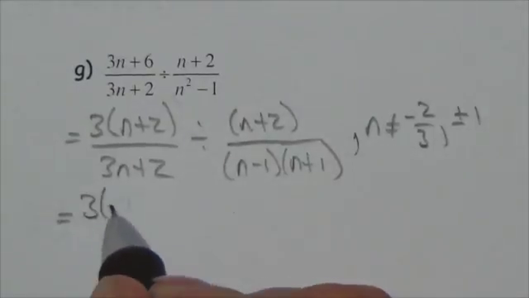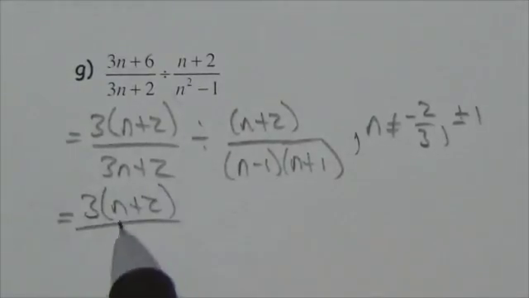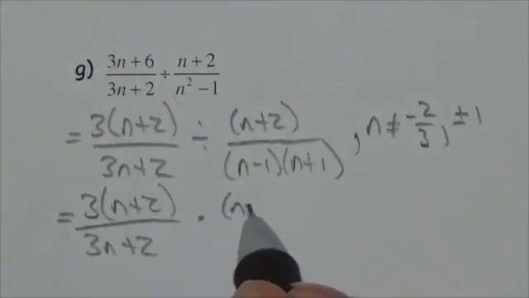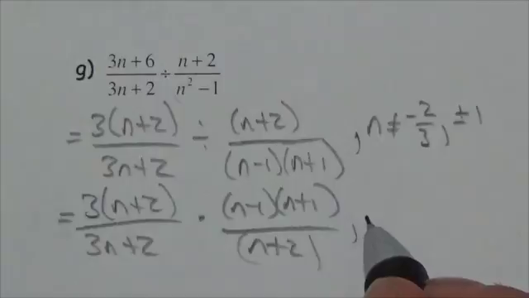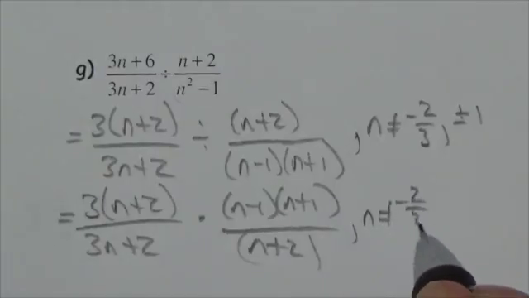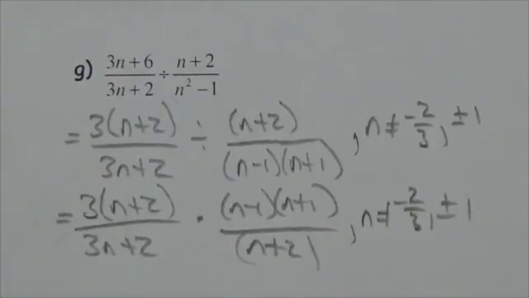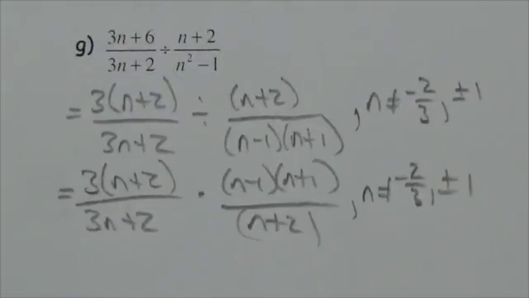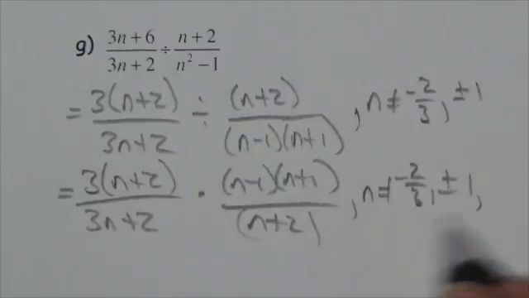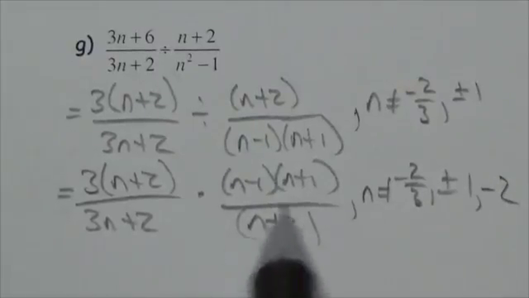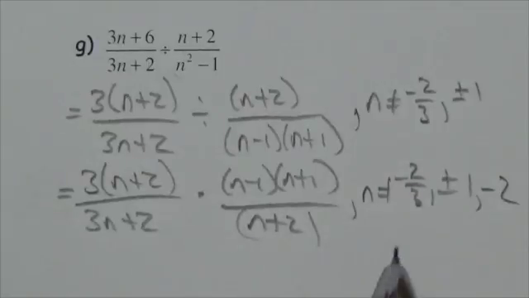Now, before I want to cancel anything out here, I'm going to convert this division into a multiplication. So it'll be n minus 1, n plus 1, all over n plus 2. Now, my non-permissibles from above stay. Okay? If they were not allowed in one step, they're not allowed in the next step. However, there's a new one that shows up here. I can also not have n be -2 because of that reciprocal. Push that n plus 2 into the denominator.